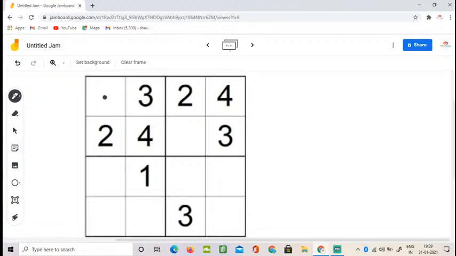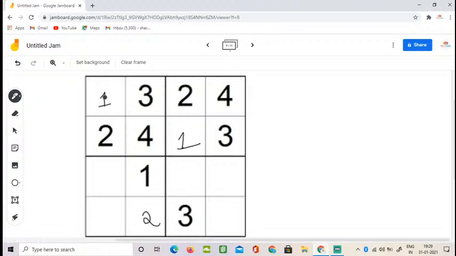So here 1, 3, 2, 4. So the leftover number is 1. Okay, 2, 4, 3 and the leftover number is 1. And 3, 4, 1 and the leftover number is 2. Okay, till now you have understood, and now let us just calculate.